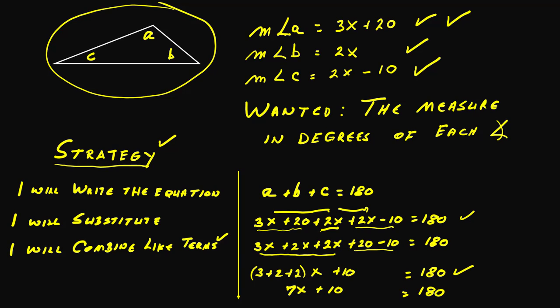I'm there. At that point, I can do the arithmetic inside the parentheses. 3 plus 2 is 5, plus 2 is 7. The parentheses magically disappear. Bring down the positive 10 and the 180. Remember, you can pause this at any time you like and step through what I just did. But I'll move on.